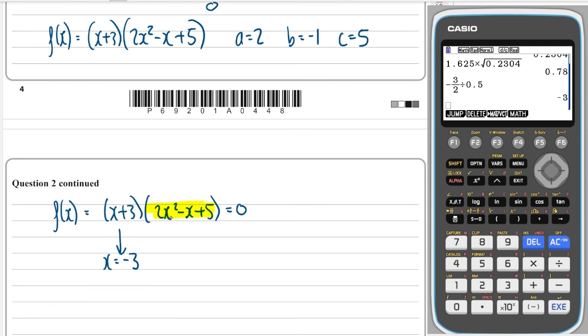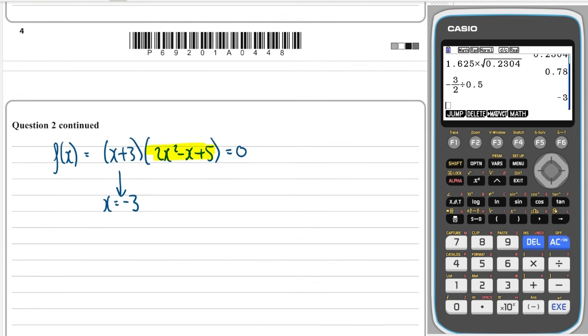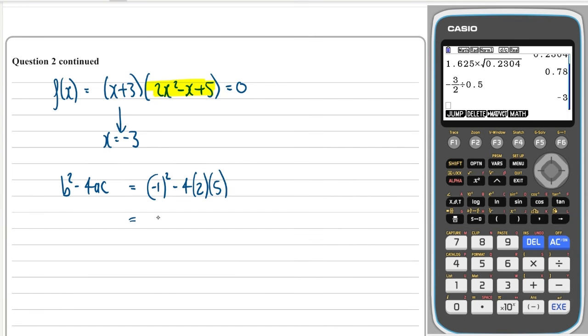And we can tell how many roots a quadratic has by using the discriminant. So the discriminant of that quadratic is always b squared minus 4ac. And in this case, the b term is minus 1, so minus 1 squared, minus 4, the a term is 2, and the c term is 5. And this gives me 1 minus, and then I need to do 4 times 2 times 5, which is 40, so 1 minus 40, which is minus 39.